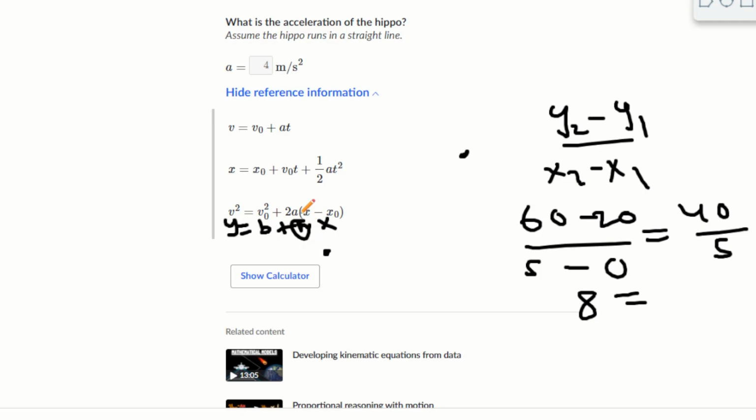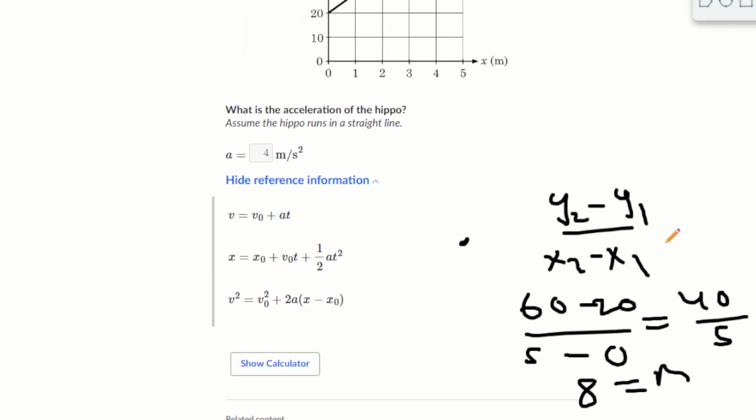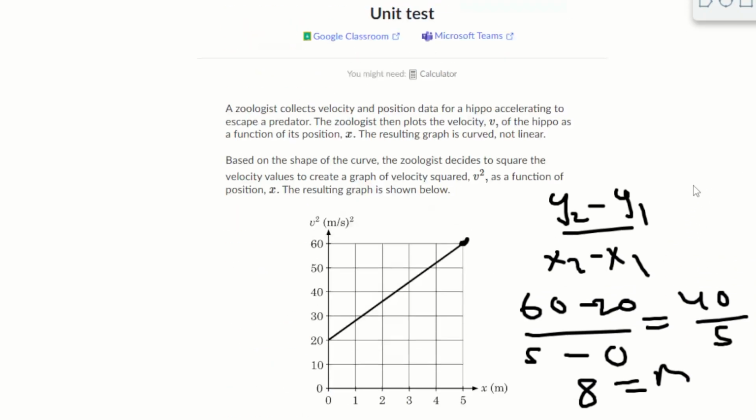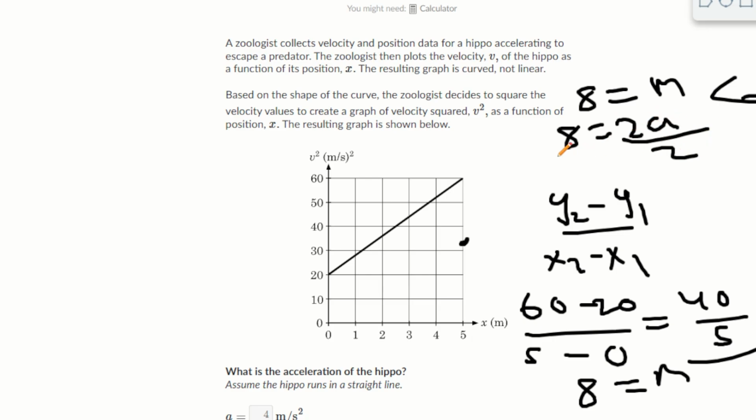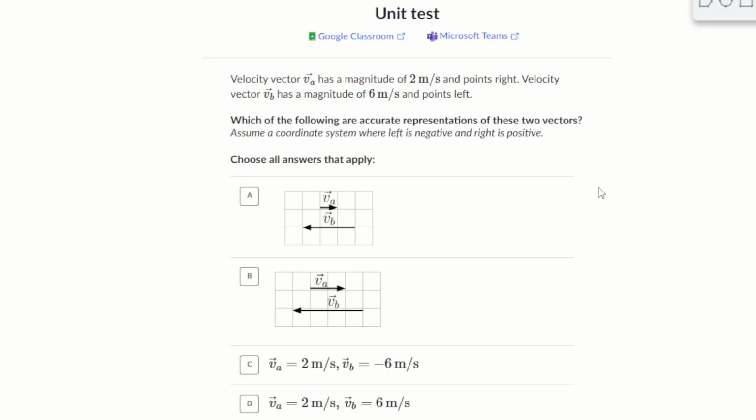So our m is corresponding to 2a. Knowing that, we can just plug in our value. What we found was a is our m, our slope, right? We can go ahead and solve that and just plug in 8 is equal to m, as we said up here. 8 is equal to m, and then 8 is equal to 2a, and then just divide by 2 to get a by itself, and we find that a is equal to 4 meters per second squared.